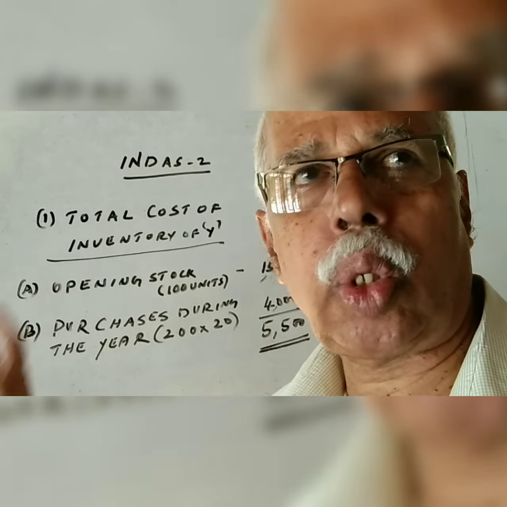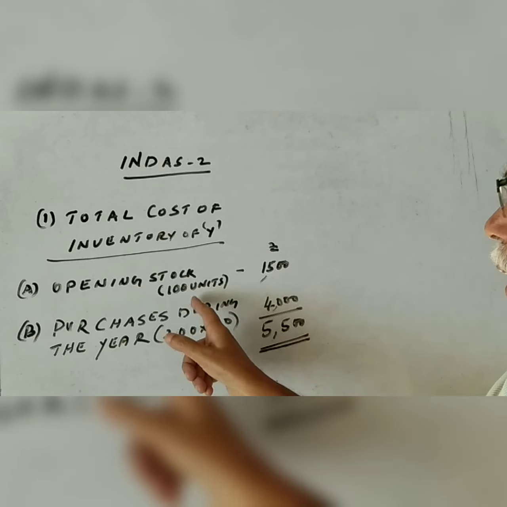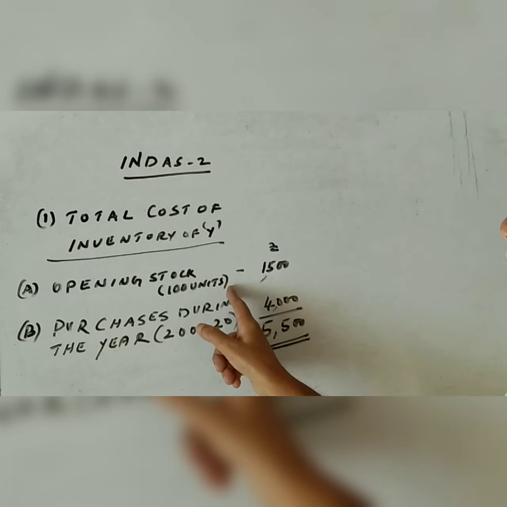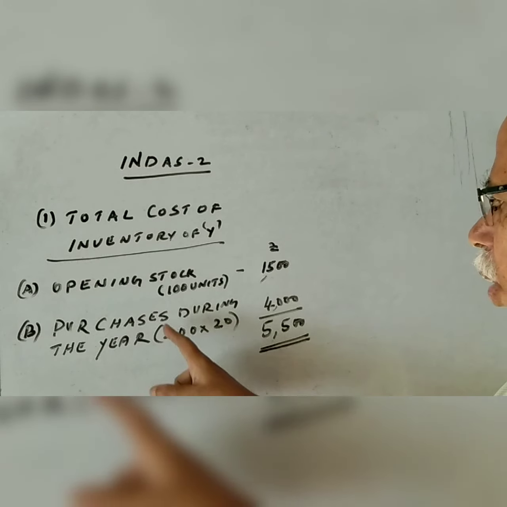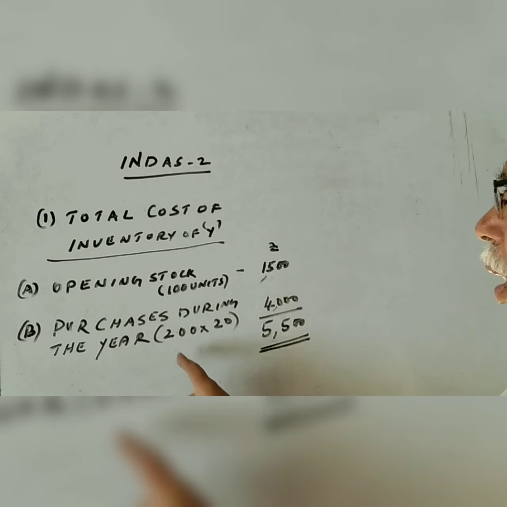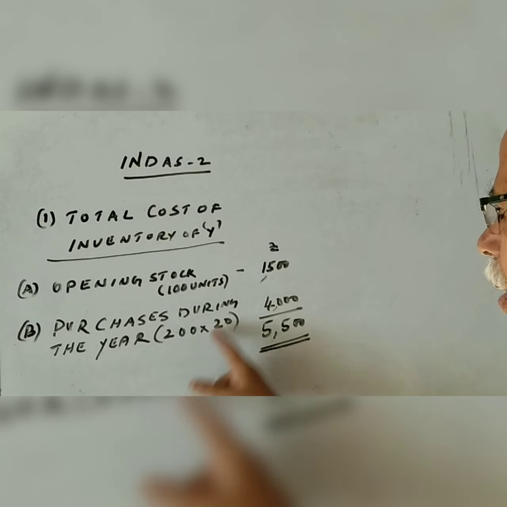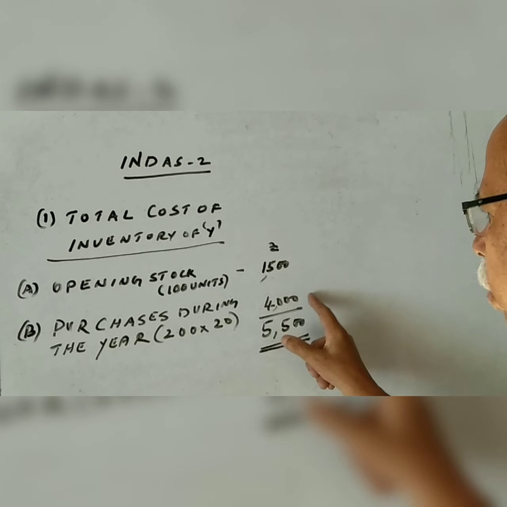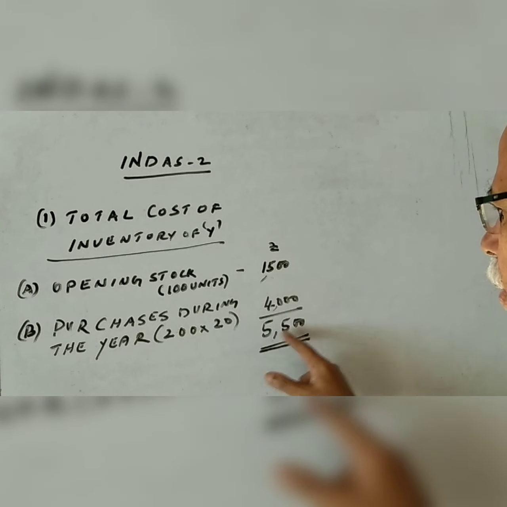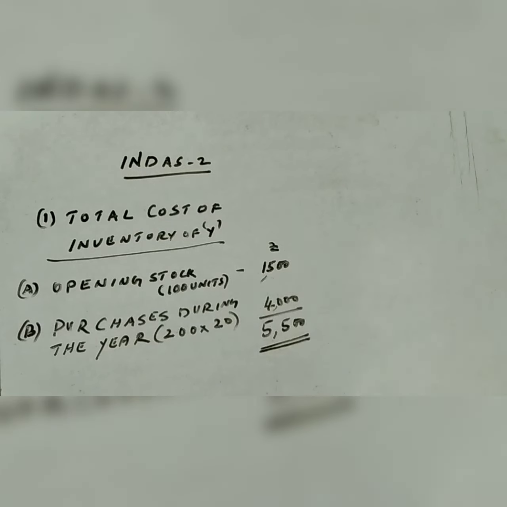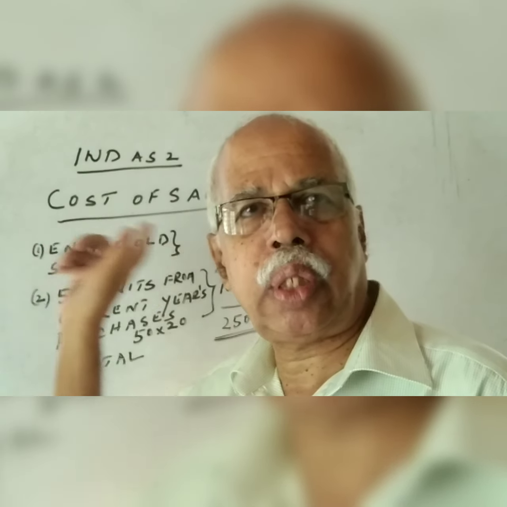First, find out the total cost of inventory. The opening stock was 100 units of Y item. Cost was 1,500. The company made new purchases during the year. They bought 200 units at rupees 20 per unit, so the cost will come to 4,000. The total cost is 1,500 plus 4,000 is equal to 5,500. We will first calculate the cost of sale.